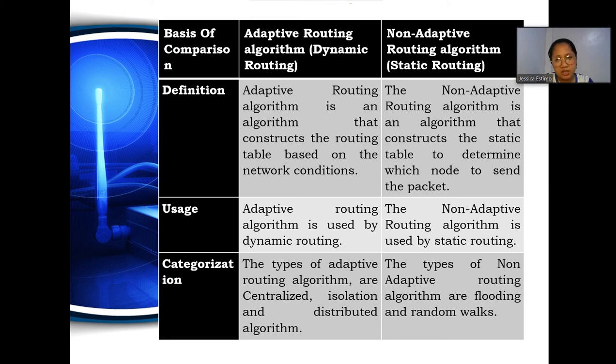Basis of comparison: usage. Adaptive routing algorithm is used by dynamic routing, while non-adaptive routing algorithm is used by static routing. Last basis of comparison is categorization. The types of adaptive routing algorithm are centralized, isolated, and distributed algorithms. The non-adaptive routing algorithms are flooding and random walks.